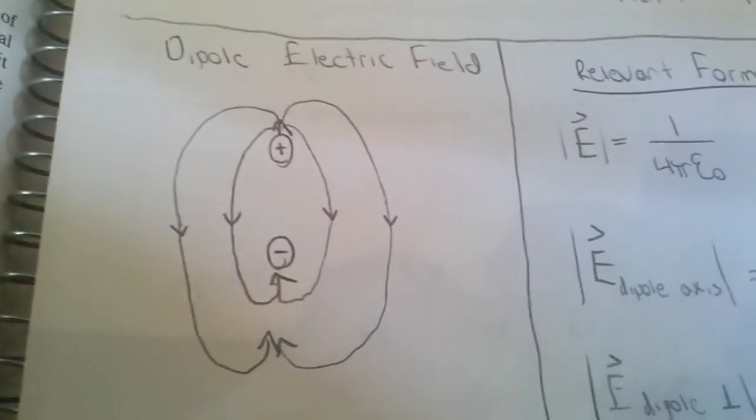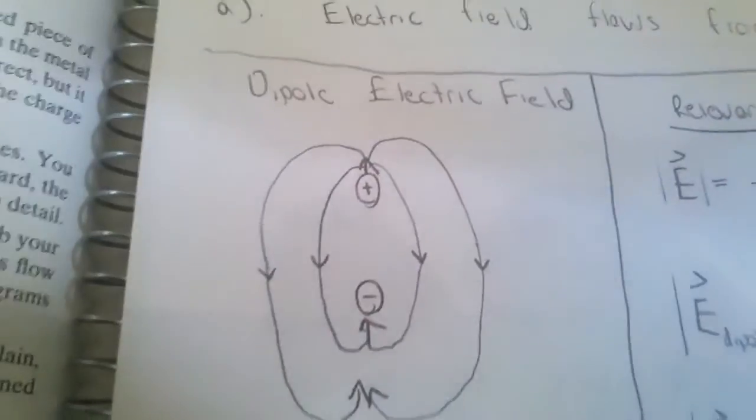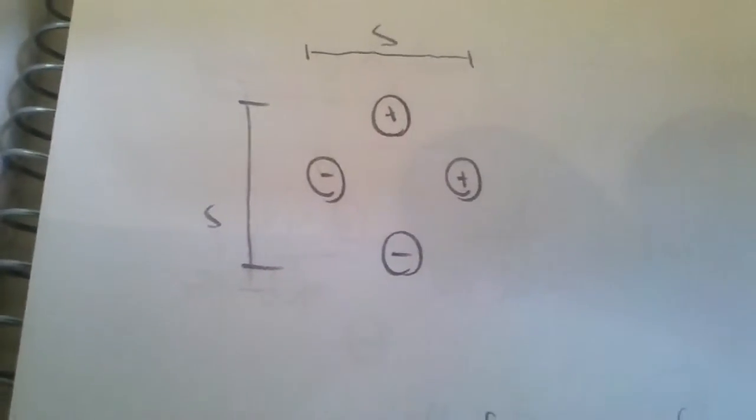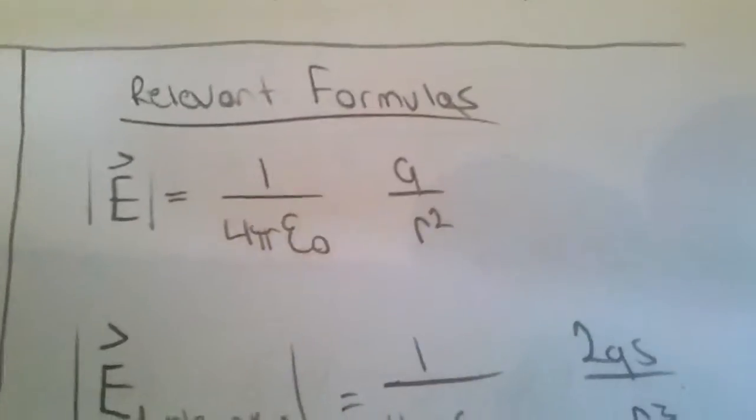So, one thing we need to remember is that electric field flows from positive to negative. So here is an example of a simple dipole electric field. And since this problem has four charges in this arrangement, we can make the assumption that it will act as two dipoles. One will be horizontal and one will be vertical. So using that, we have specific formulas that we need to remember.